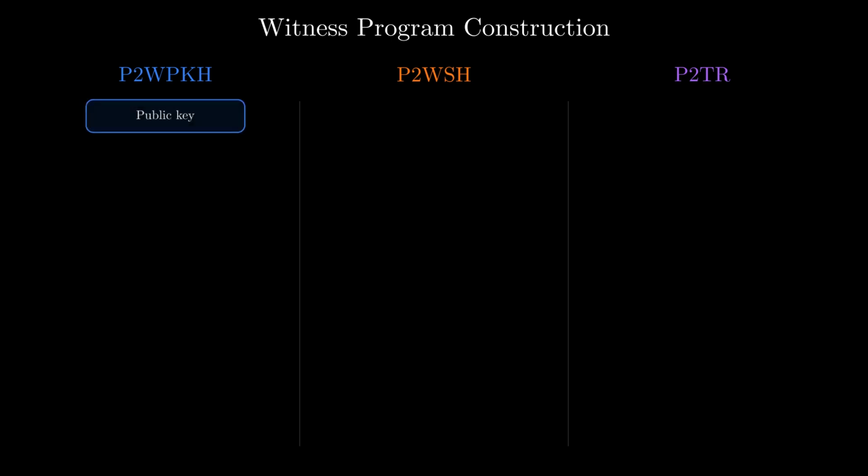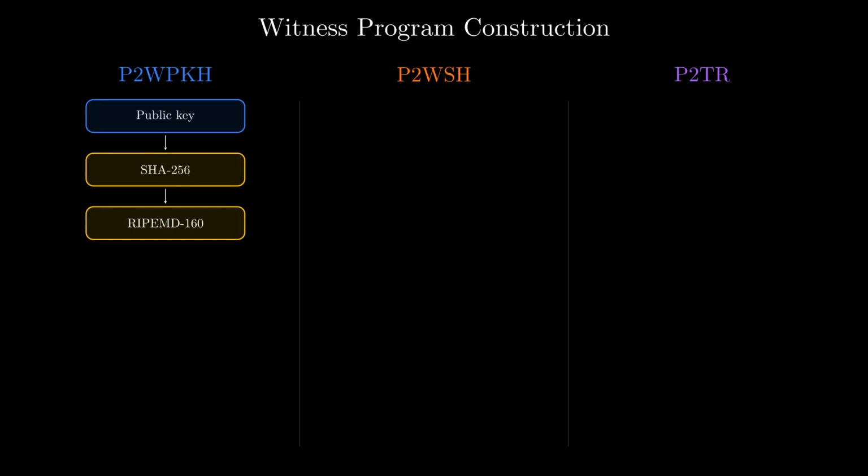Now let's look inside the middle section, the witness program. 3 output types dominate today, each built differently. For pay-to-witness public key hash, P2WPKH, you take a public key, hash it with SHA-256, then hash that with RIPEMD-160. The result is a 20-byte program. The address starts with bc1q.